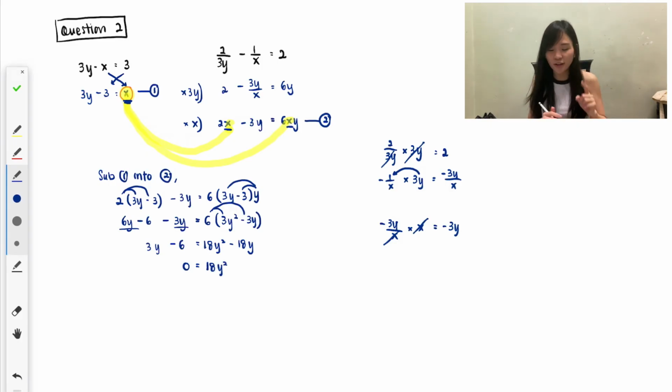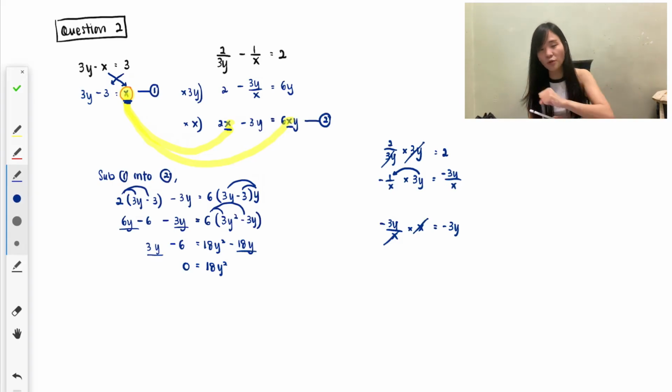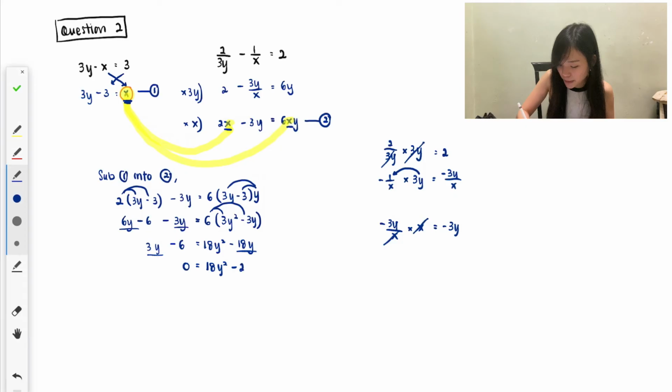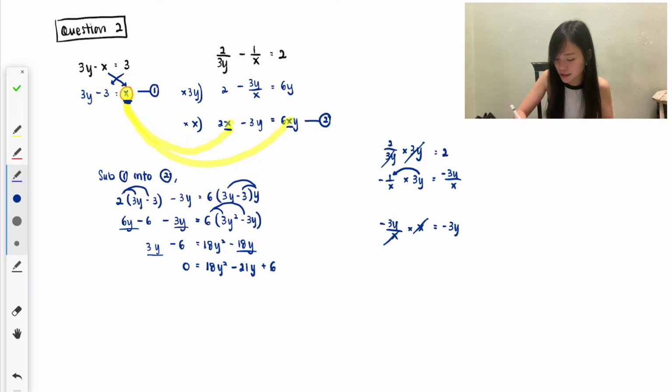So next, we will write the y. So isn't it the y and the y, you guys will combine them together. Plus 3 move there, minus 3. Negative 18 minus 3, isn't it negative 21y? And the last one is the number. Minus 6 move there, isn't it plus 6?